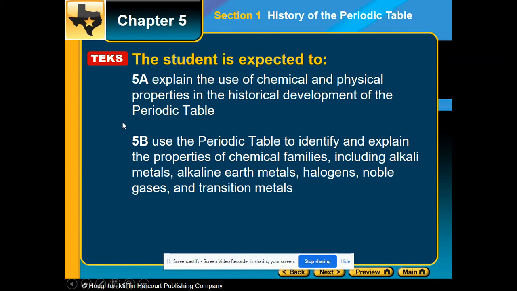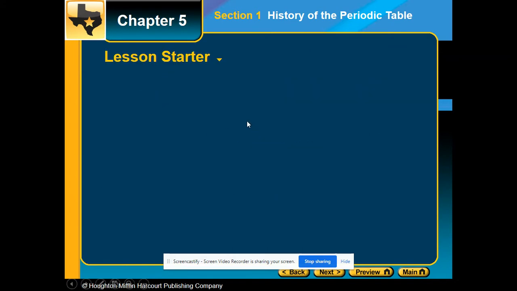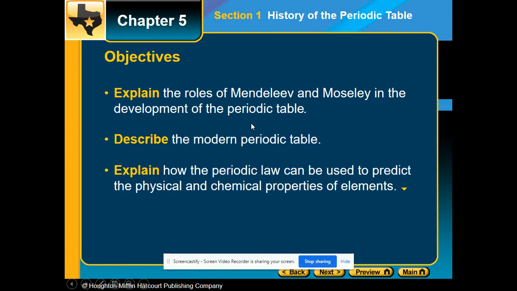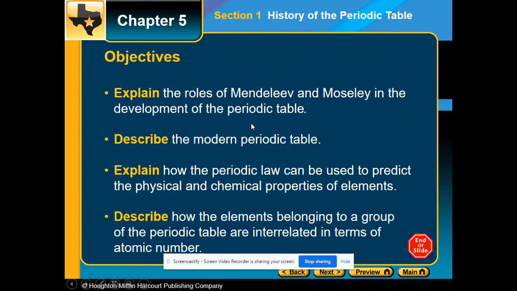All right, these are your Chapter 5, Section 1 notes. Your objectives for this section are to explain the roles of Mendeleev and Moseley. Make sure you get good notes on both of those guys. Describe the modern periodic table, explain how the law can be used to predict properties, and how the elements belonging to a group are related.